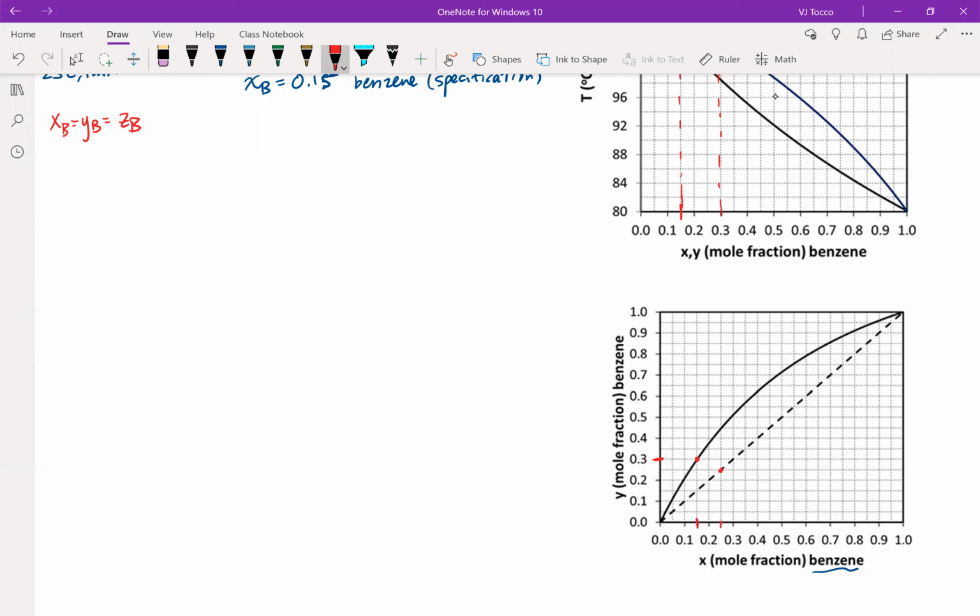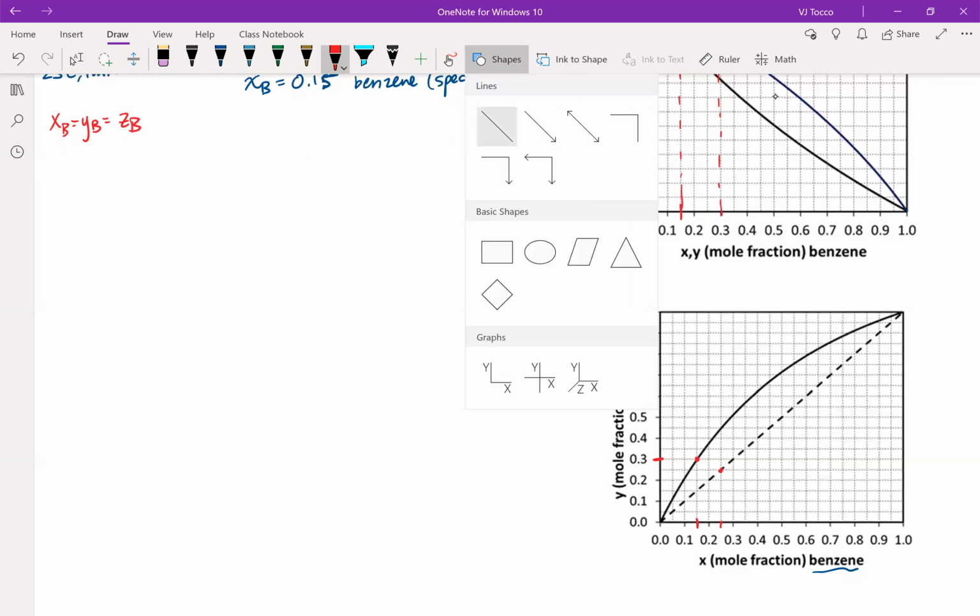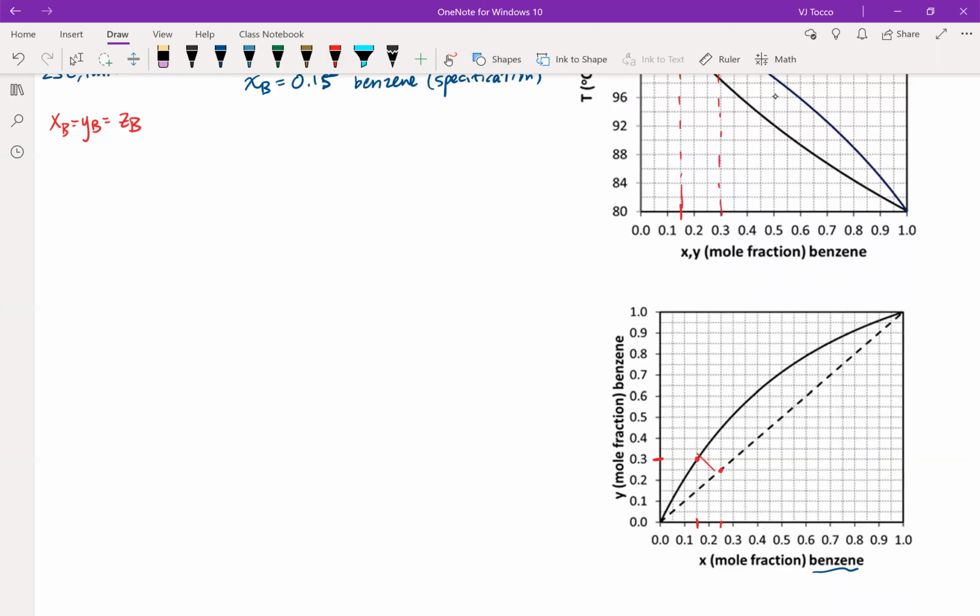If this is confusing as to why this is, go back to the previous videos and watch those again, to see how I know that these 2 points have to be on the material balance line, or the operating line. So let me draw a straight line between them. Sorry, my tablet wasn't really cooperating with me there.